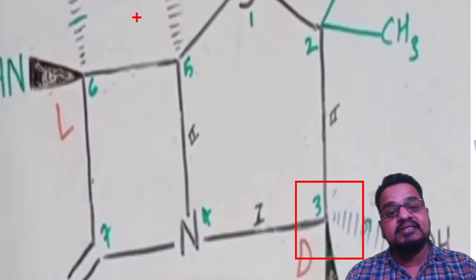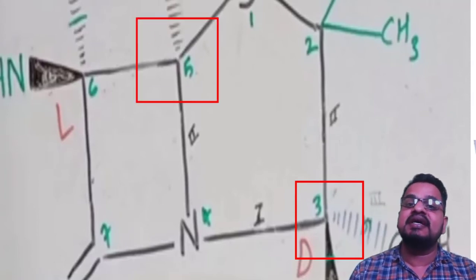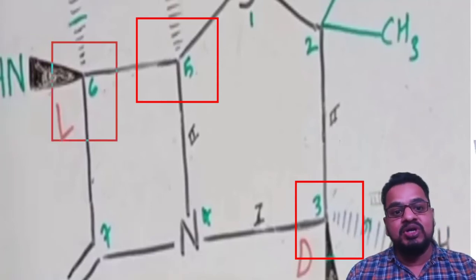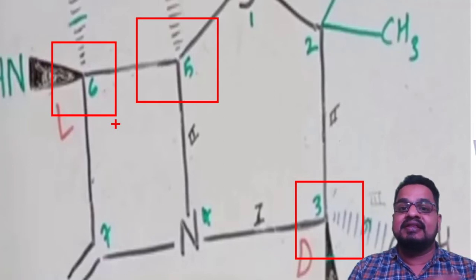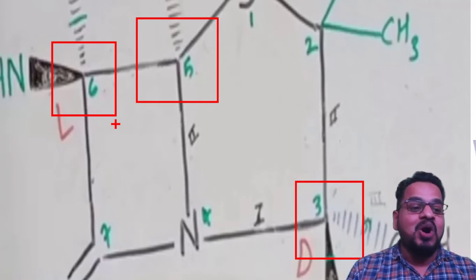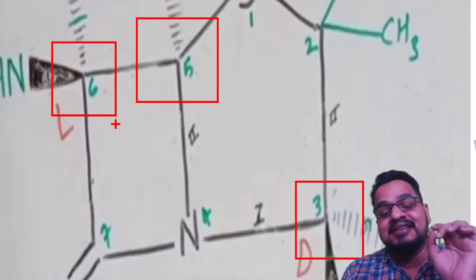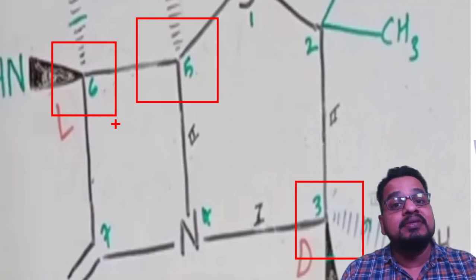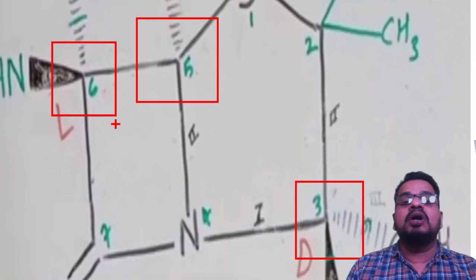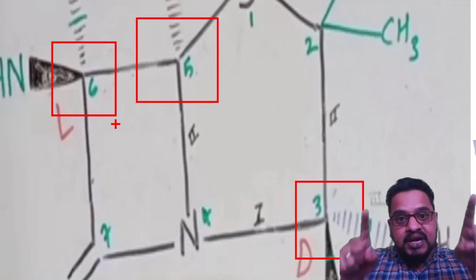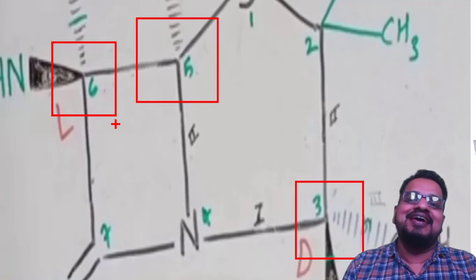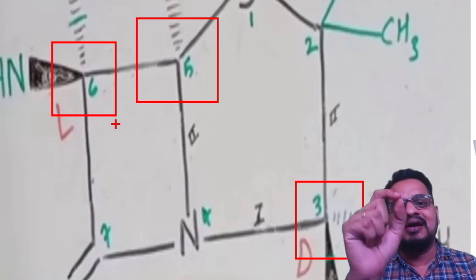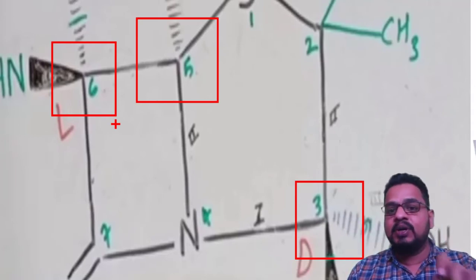Now the second asymmetric carbon atom you see here is at the fifth position. Similarly, at the sixth position also you will find a chiral carbon atom. Now you know, whenever there is a chiral carbon atom, there is configuration. Configuration is nothing but the spatial arrangement of different groups around that particular chiral or asymmetric carbon atom. Let us see.